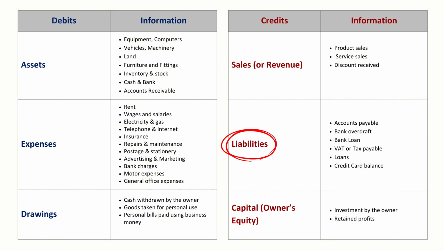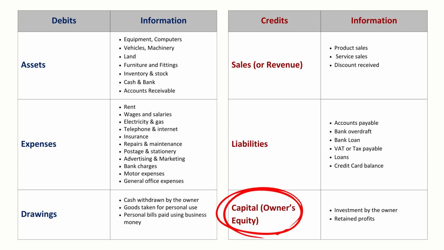Liabilities. When the business owes money or takes on a debt, we credit the liability account. Example, taking out a loan or buying on credit. Capital, owner's equity. When the owner invests money into the business, we credit capital because it represents the owner's claim on the business. Example, the owner invests £2,000 to start the business.